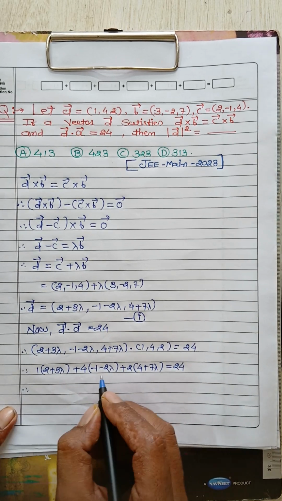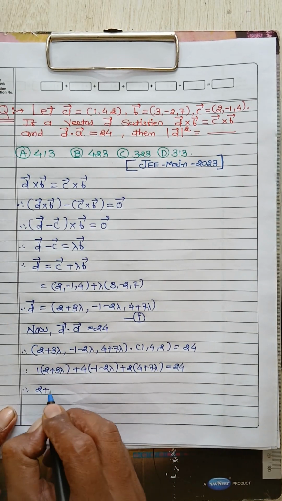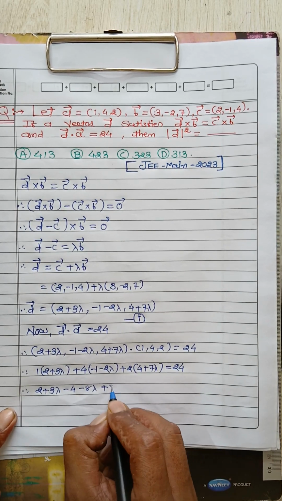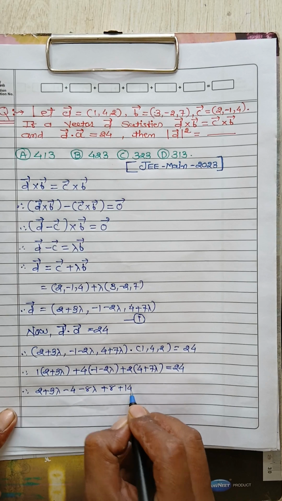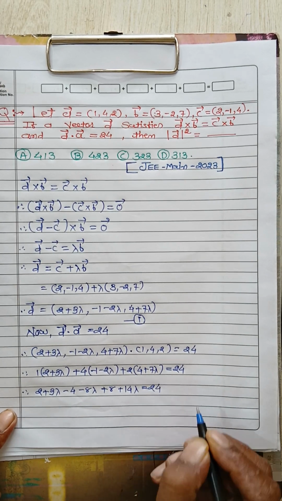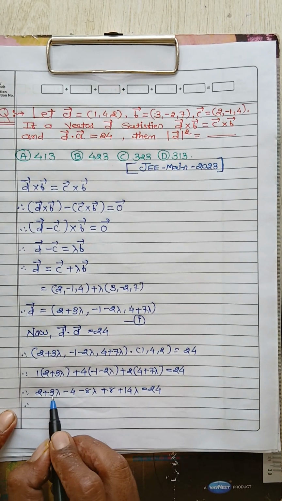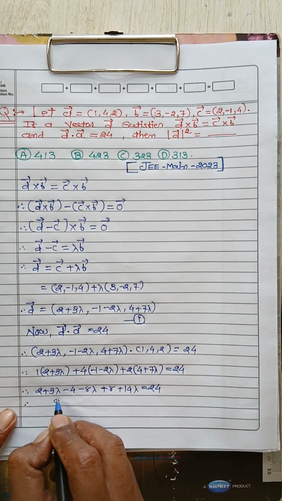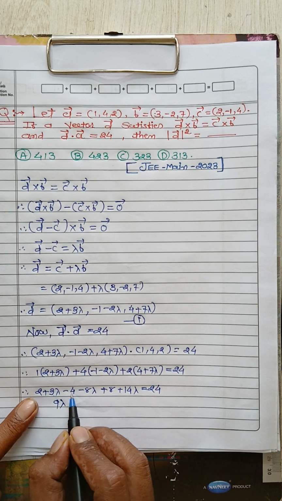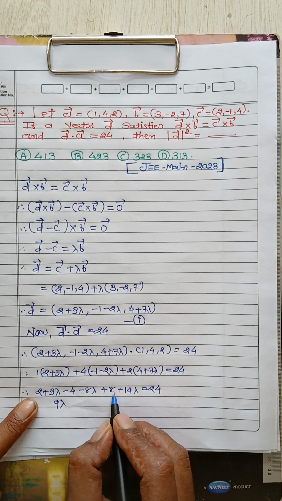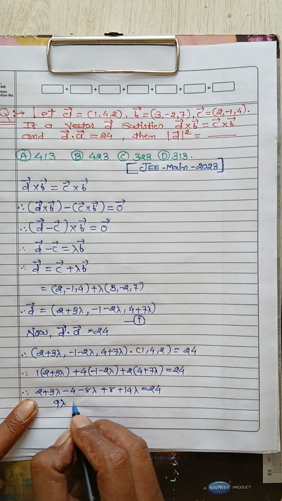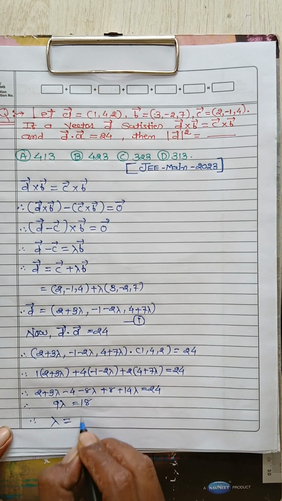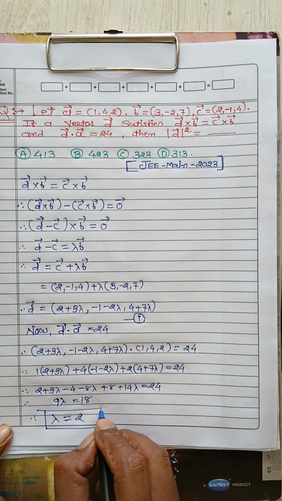Now by simplifying this equation we can write that 2 + 3 lambda - 4 - 8 lambda + 8 + 14 lambda is equal to 24, so that we can write 3 lambda - 8 lambda + 14 lambda will give us 9 lambda, and 2 - 4 + 8 is 6, 24 minus 6 will be equal to 18, so that we can write that value of lambda is equal to plus 2.